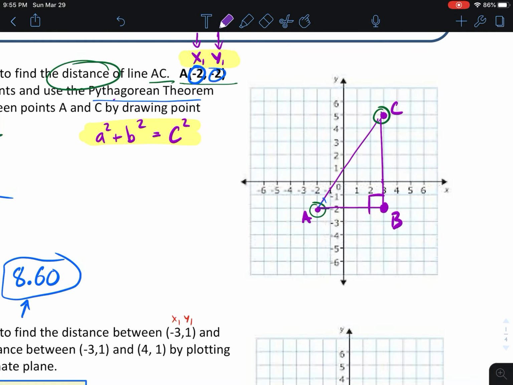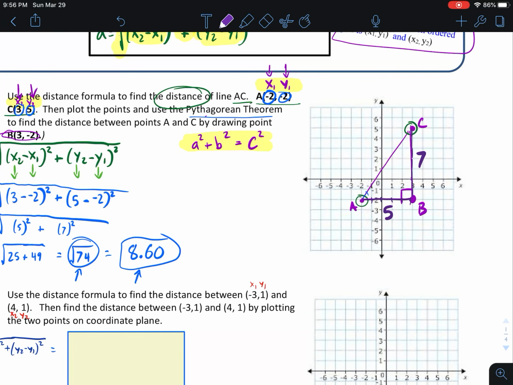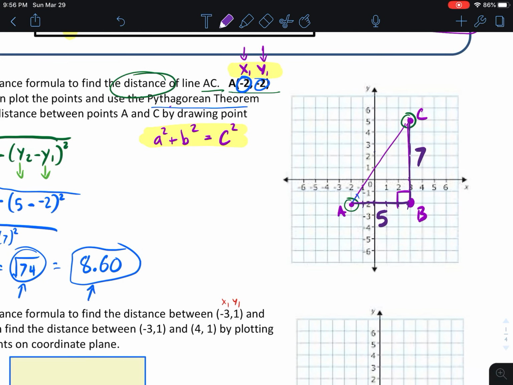This side, AB, I can just count the boxes. This is 1, 2, 3, 4, 5. This is 5 units long right here. This box right here, 1, 2, 3, 4, is 7 units long. Cool. So let's use those and let's find this. I'll call this C. It's a question mark. I don't know how. That's what I want to find. I want to find the distance from A to C.